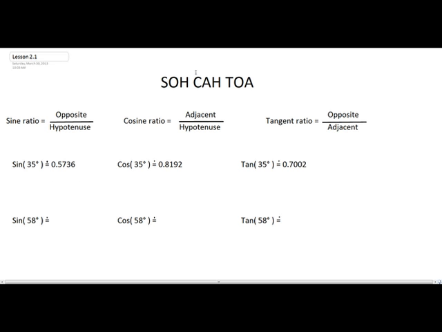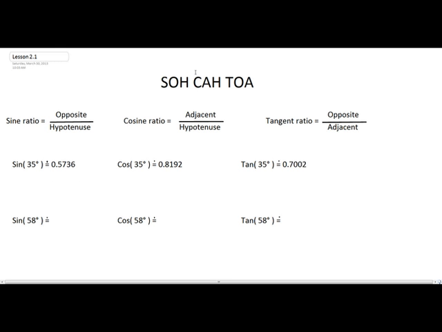Okay, so what we get is the sine of 35 degrees, accurate to 4 decimal places, is approximately 0.5763. The cos of 35 degrees, accurate to 4 decimal places, is approximately 0.8192, and the tan of 35 degrees, accurate to 4 decimal places, is approximately 0.7002.